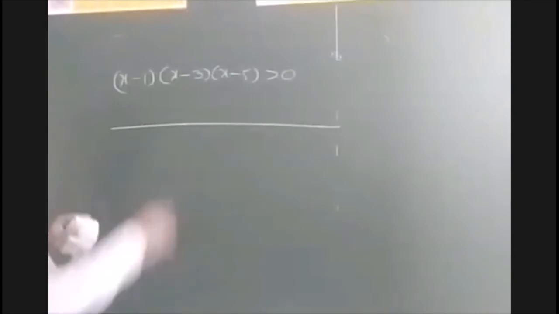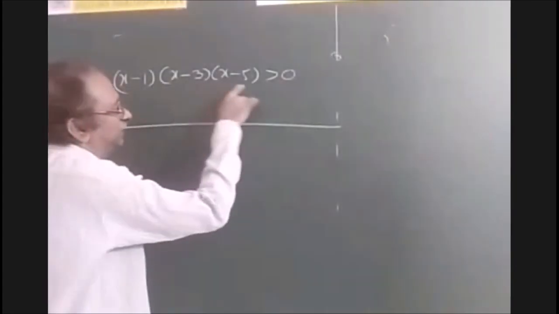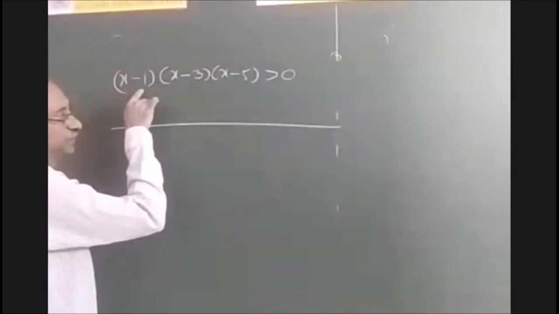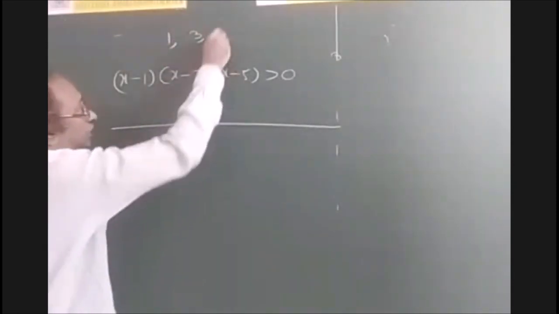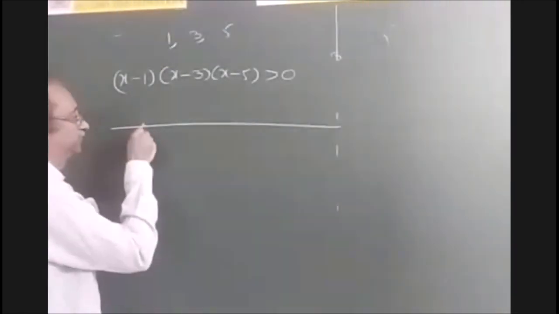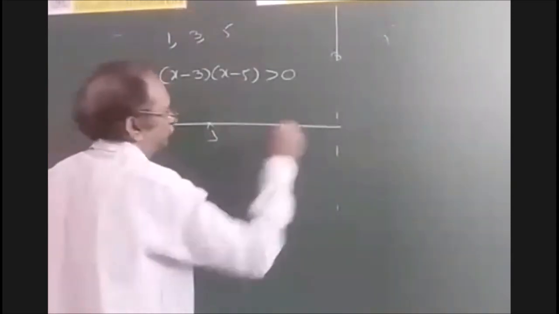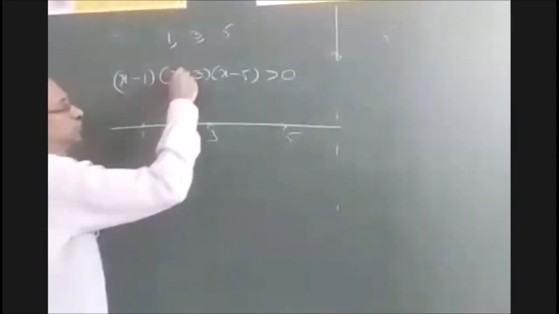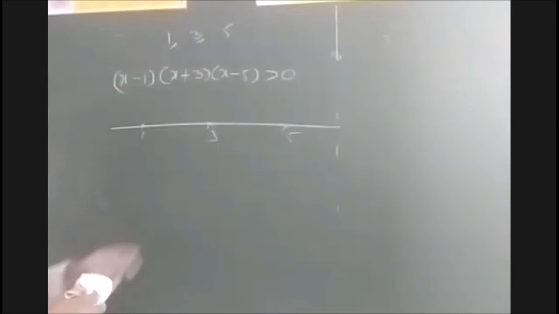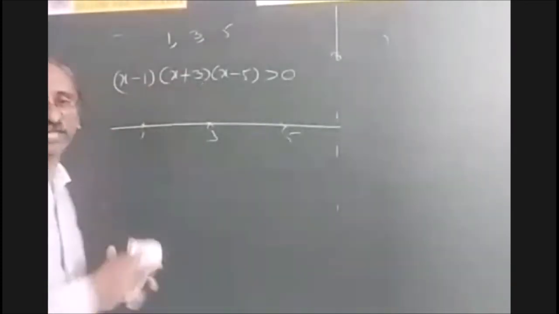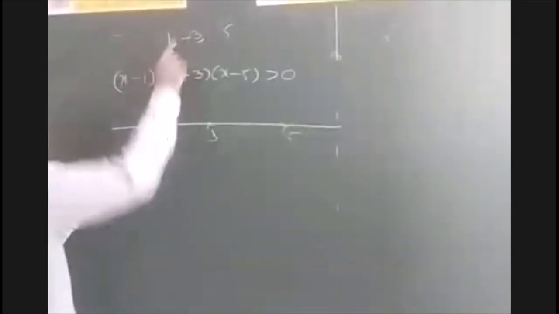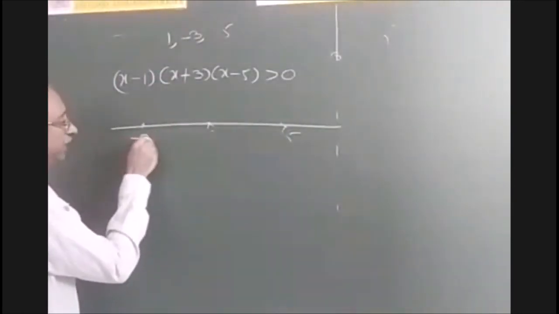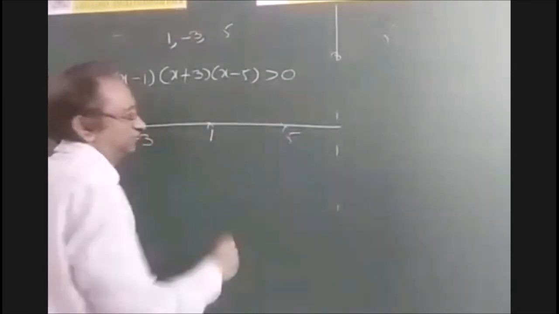By that method, what will you write? First of all, see here. Suppose x - 1 is 0. What is x? 1. Here 3, and here 5. So write those numbers in increasing order: first 1, then 3, then 5. Or suppose this is x + 3. Then it is not 3. x + 3 = 0 means x is -3. Then the numbers in increasing order are -3 first, 1 next, 5 last.